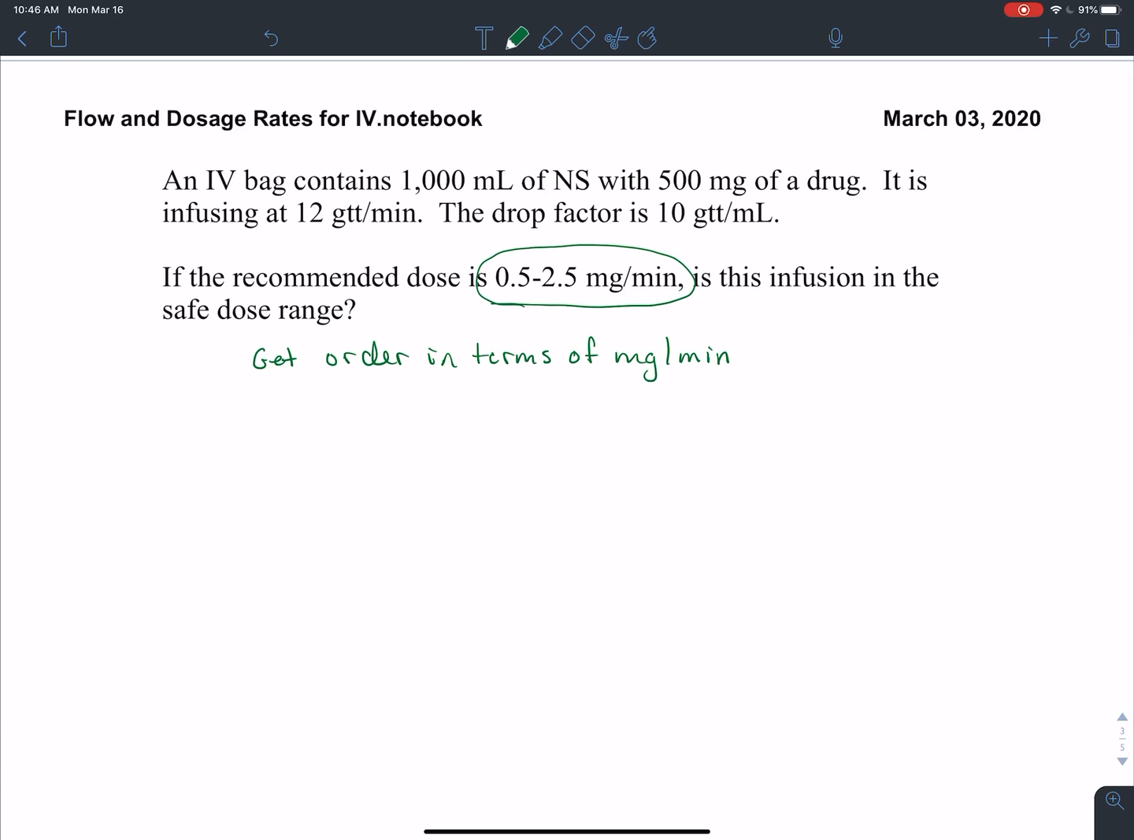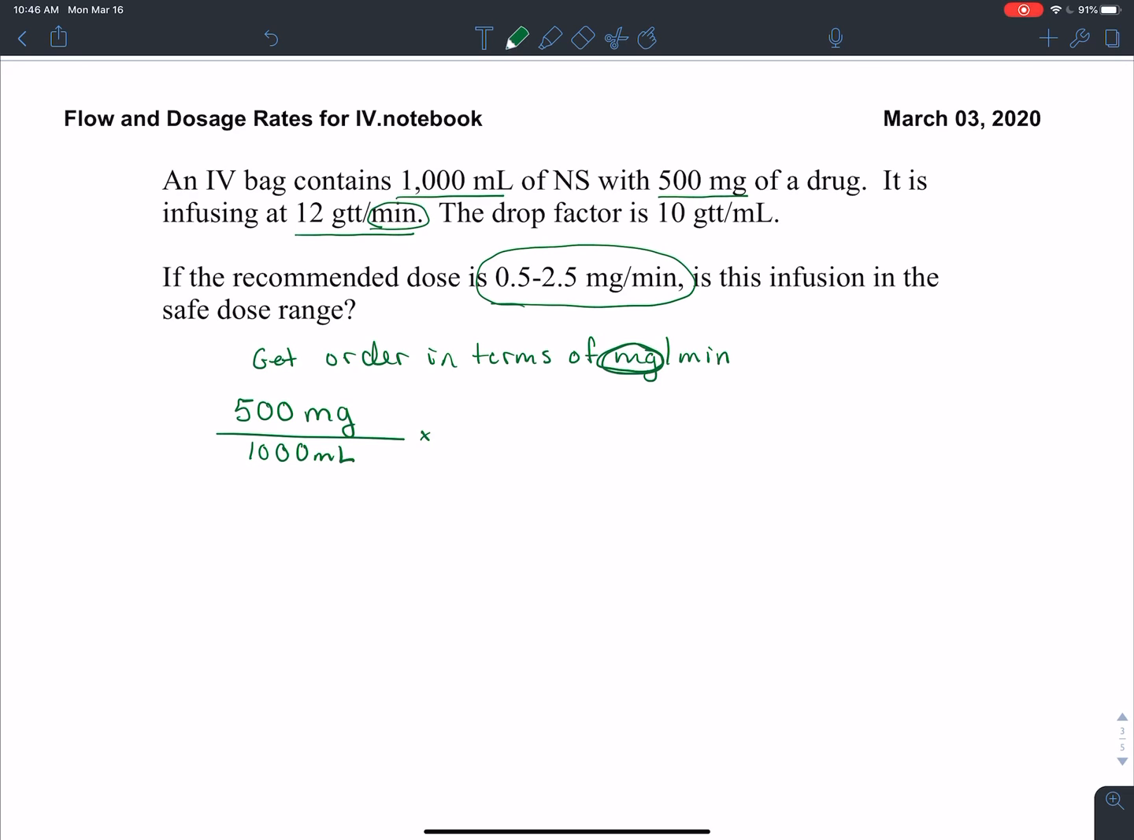So I'm going to get the order in terms of milligrams per minute so I can compare it to that safe dose range. So if I look at what they give me, I know that the bag contains 1,000 milliliters in 500 milligrams. Because I want milligrams up in the numerator of my answer, I'm going to start with the 500 milligrams up in the numerator over this 1,000 milliliters. And I'm going to use information from the problem to get rid of the milliliters and get it into time. So they tell me that there's 12 drops per minute, so that has time, but it doesn't have milliliters in it.